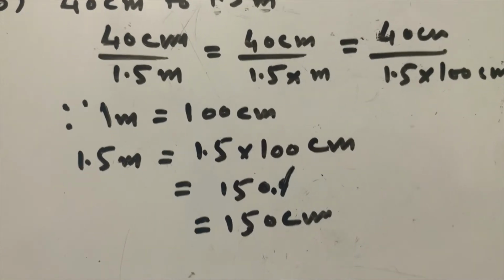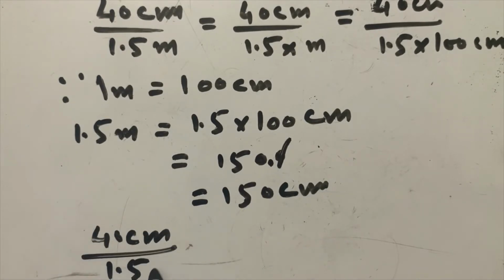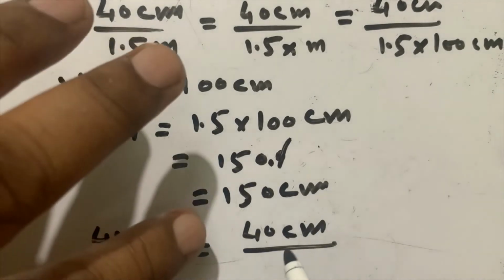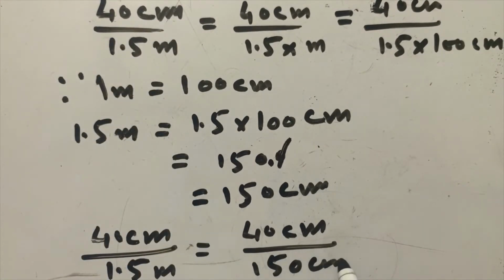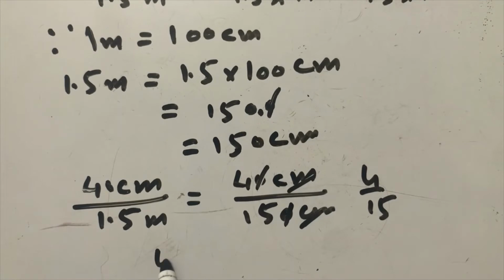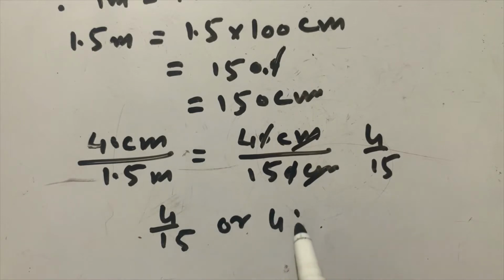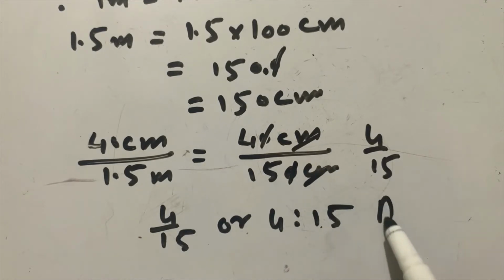Now ratio: 40 centimeter to 1.5 meter is equal to 40 centimeter upon 1.5 meter. We got 150 centimeter. This centimeter cancels out. This 0 0 cancel out. We got the result 4 upon 15. We cannot divide this further, so we got the answer 4 upon 15, or 4:15 is the answer.